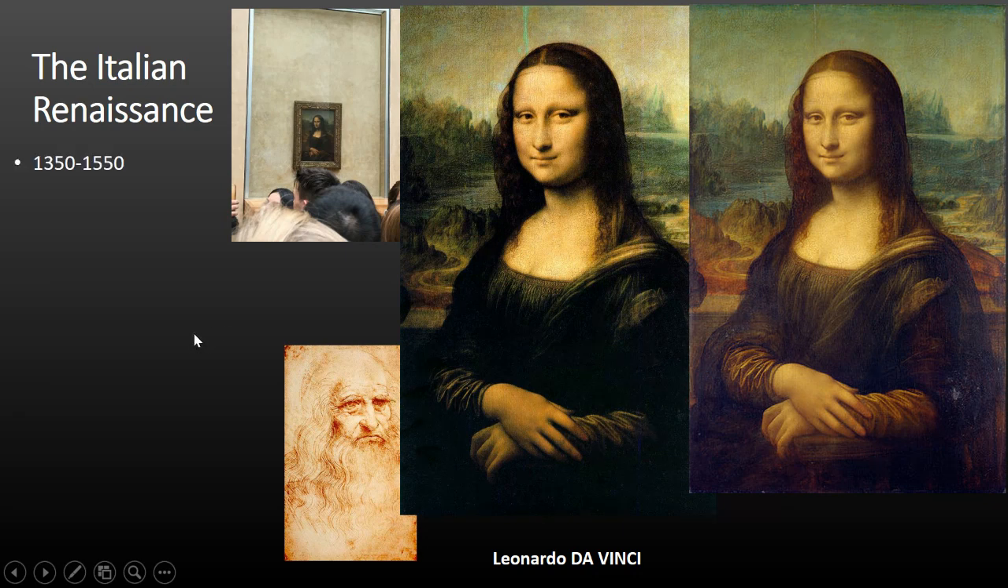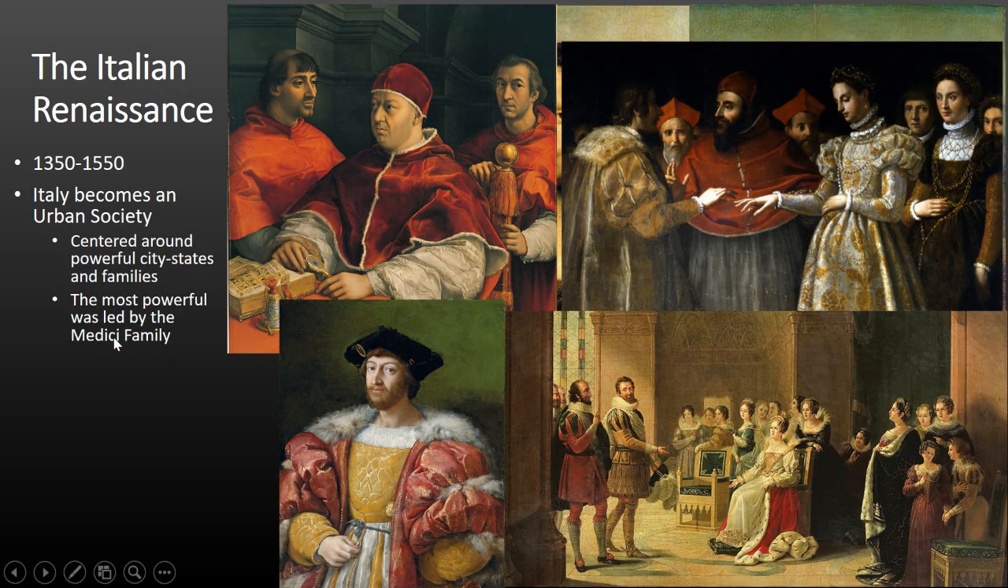So, the Italian Renaissance, 1350 to 1550. Italy is becoming an urban society. People are moving into the cities, and those cities are becoming very powerful. Most of northern Italy was controlled by a family called the Medicis. These are pictures of them. They had popes, they had princesses, they had queens in Spain, other princes and such around Italy. Very, very wealthy family, very interconnected with the church and the government.